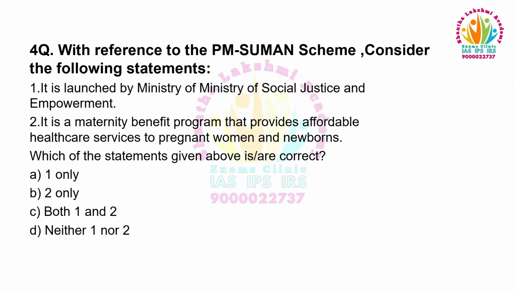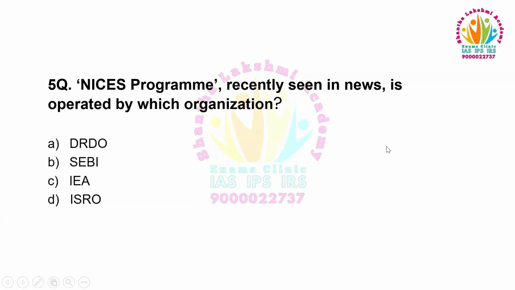So the answer is two only, because it was launched by the Ministry of Union Health and Family Welfare, not the Ministry of Social Justice and Empowerment. Moving to the next question. The NICES program, recently seen in the news, is operated by which organization? Option A, DRDO. Option B, SEBI. Option C, IIA. Option D, ISRO.